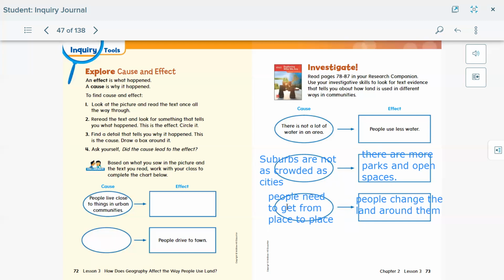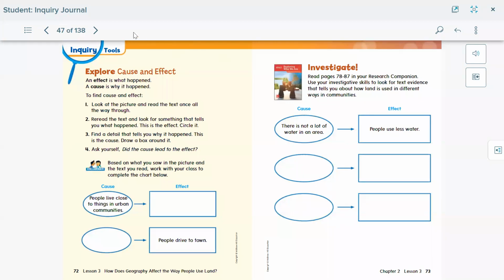We also had another cause. People need to get from place to place, and in order to have that, people change the land that they're living around, so they build more streets, more roads, and more buildings, and there are different transportation to help people to move from place to place. All right.